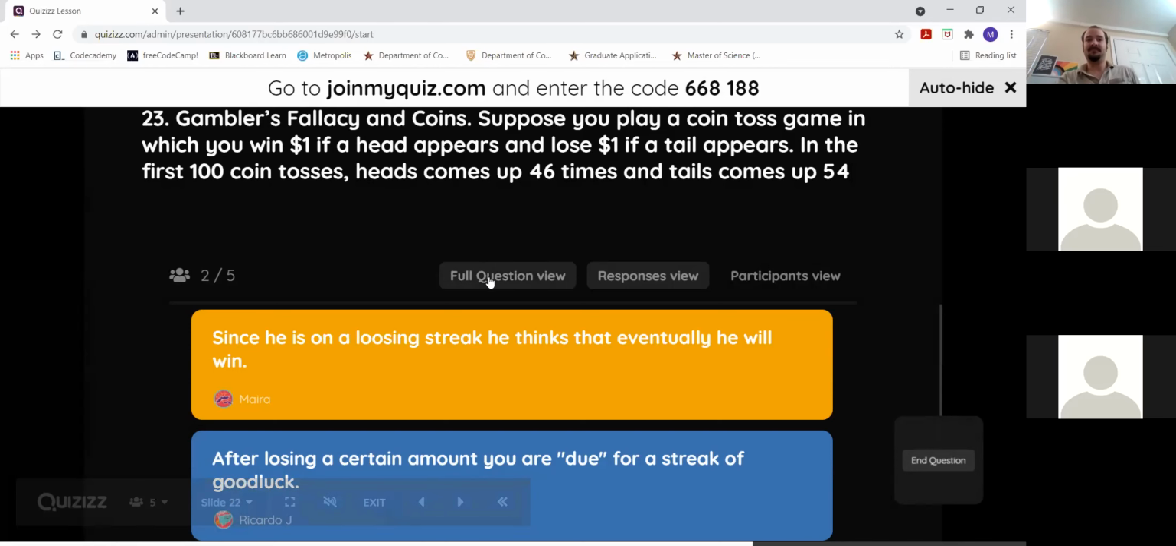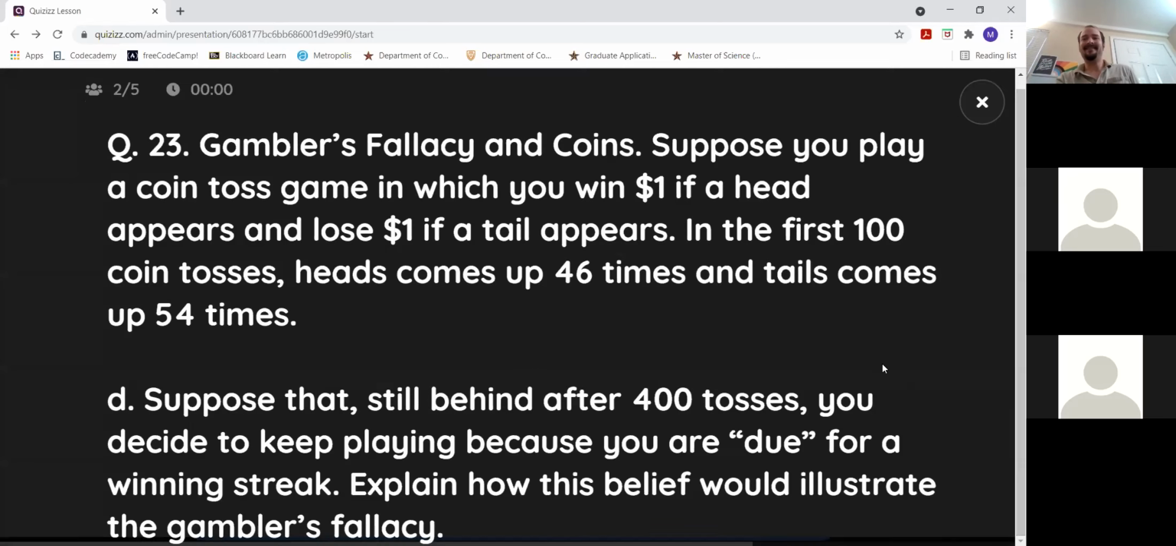Yeah, I misworded that. I was trying to say that he believes that after a certain amount he will win. Yeah, I kind of figured you were trying to explain the gambler's fallacy and what he was believing. I was hoping that's not what you're believing, because that is the gambler's fallacy, right? You're due a streak of good luck.